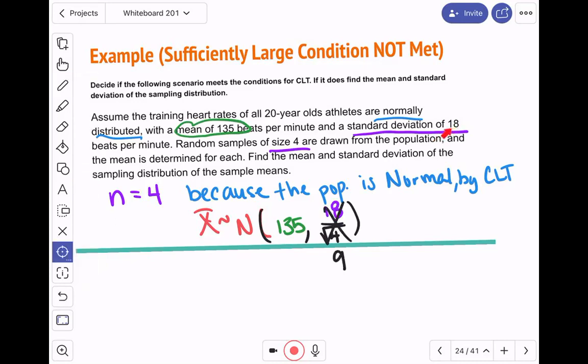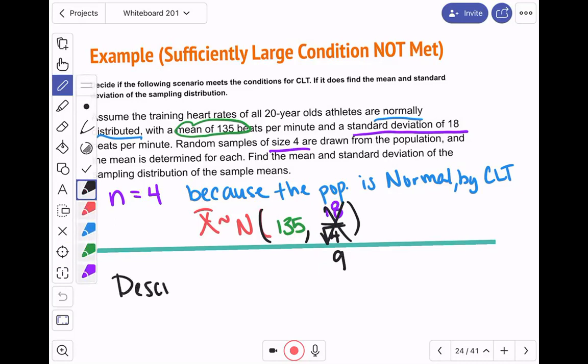Notice that the standard deviation of the population was 18, but the standard error is now 9. It decreases. And what we're really doing, this process, is called describing. This is describing the distribution. That's what you're doing right now.